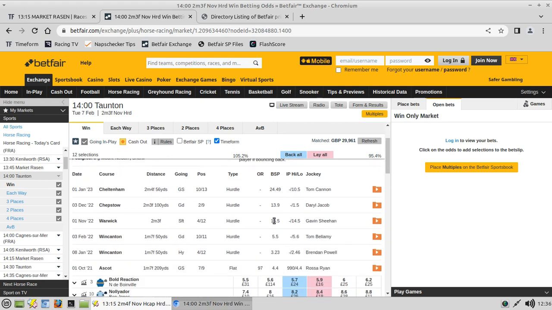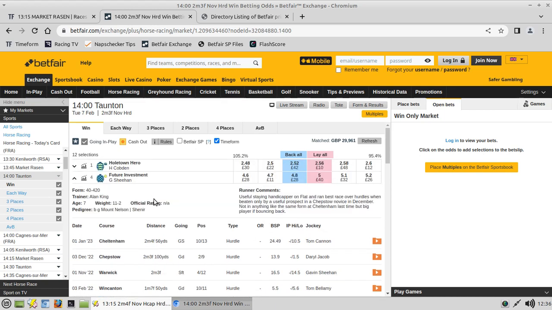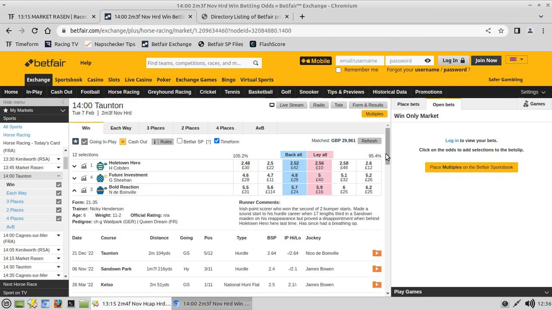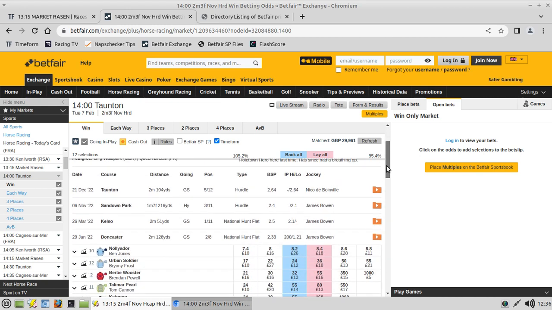First one's okay, even though he finished 10 out of 13, he's halved in price. Next one's okay, that's marginal, marginal, and that's marginal. So this, for me, is not a pick. So we can ignore Future Investment, I would suggest. Bold Reaction. There's only 4 runs here, and they're all marginal. So we can ignore that one as well.